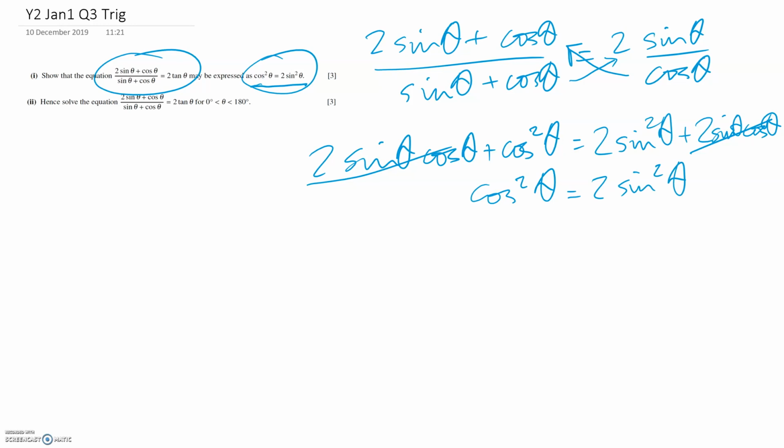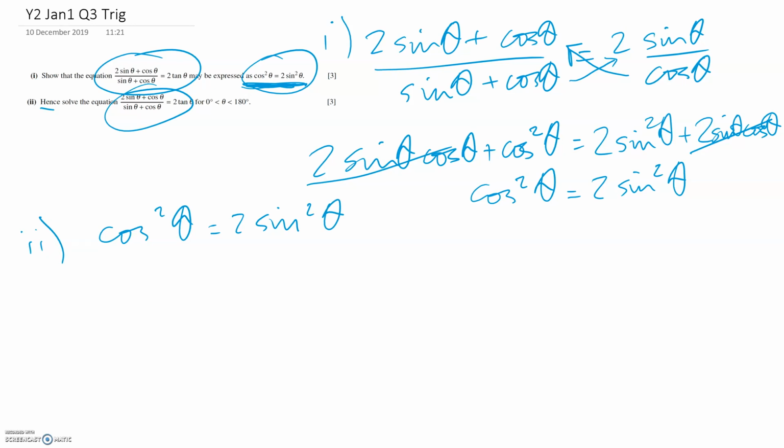So that was fairly straightforward. Now part 2, it says hence, so we're going to need to use the previous answer. So instead of solving this, we can solve this instead. So we need to find a way to solve cos squared theta equals 2 sine squared theta.